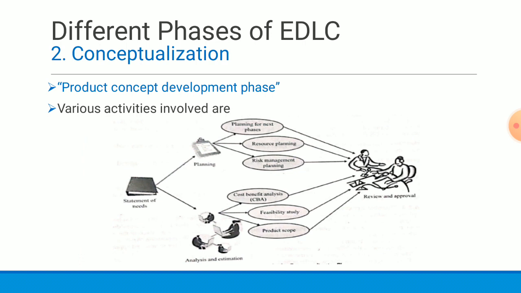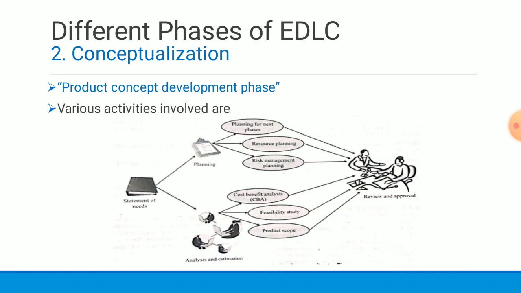conceptualization phase. Conceptualization is the product concept development phase, and it begins immediately after a concept proposal, which is created in the need phase, is formally approved. Here in the figure you can see the different activities involved in the conceptualization phase. The main activities are planning, and analysis and estimation.